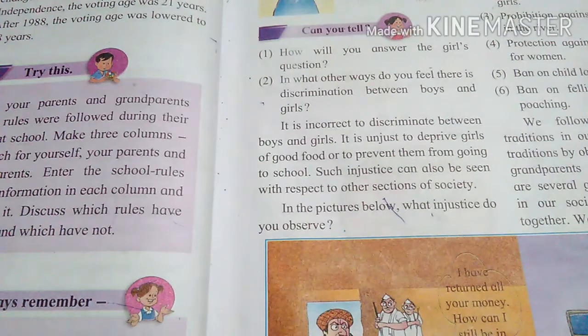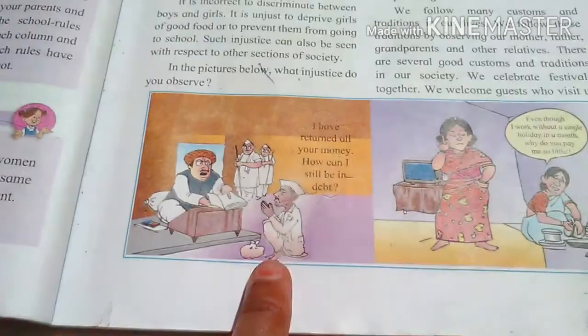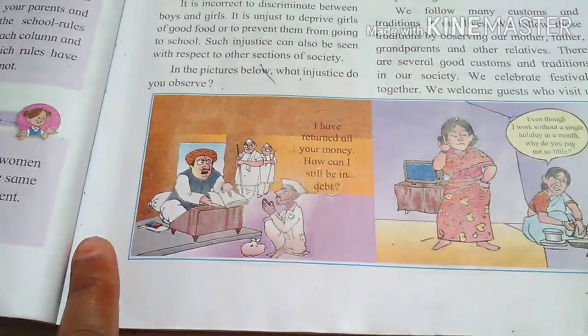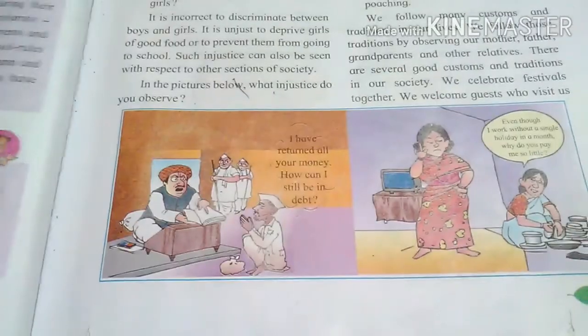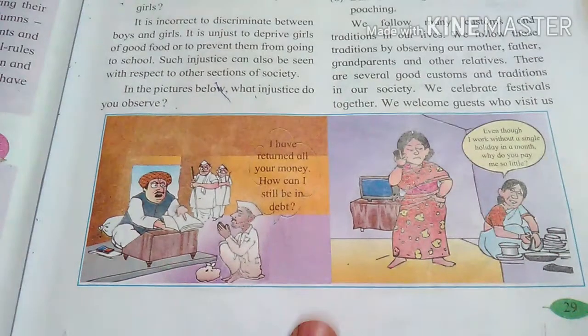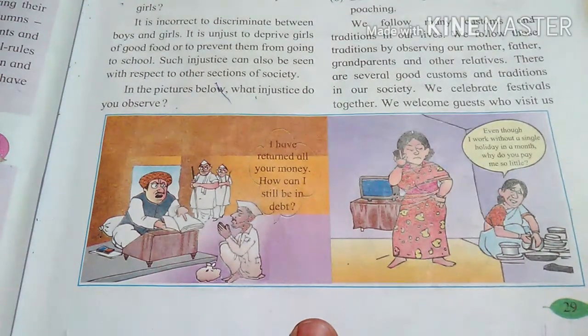Such injustice can also be seen with respect to other sections of the society. You can see here the rich and poor. Discrimination between rich and poor. Yes, how poor people are getting exploited in our society.